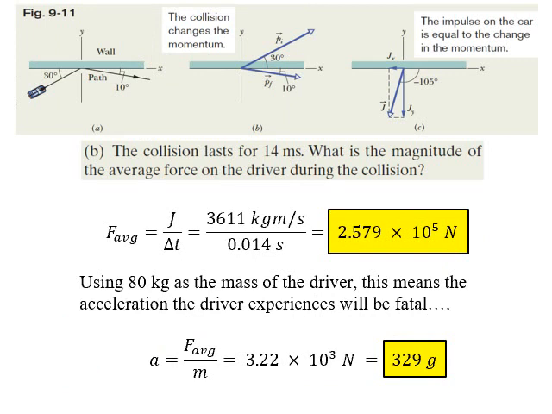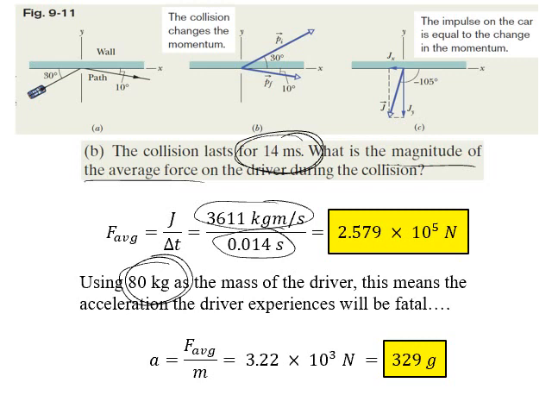Now, if we knew how long the collision lasted, so for example, in this case, if they told us the collision lasted 14 milliseconds, then we could figure out how big the average force was on the driver, right? If the impulse on the driver is 3,611 units, and we divide that by 0.014 seconds, which is 14 milliseconds, we find that the force on the driver is 2.579 times 10 to the 5th newtons, or 257,900 newtons.